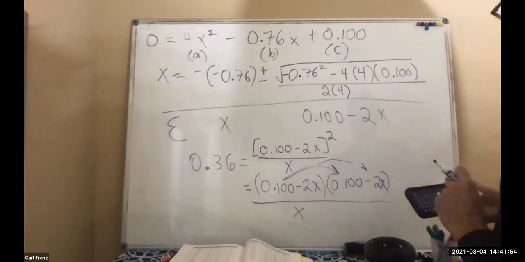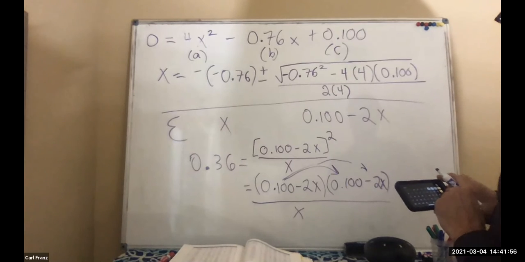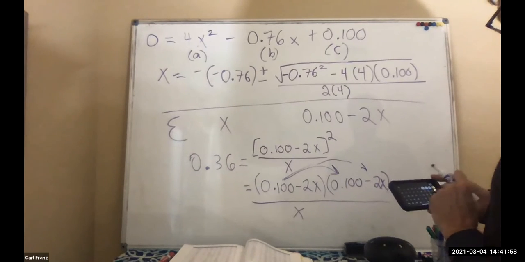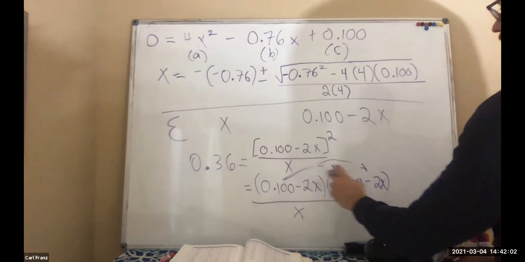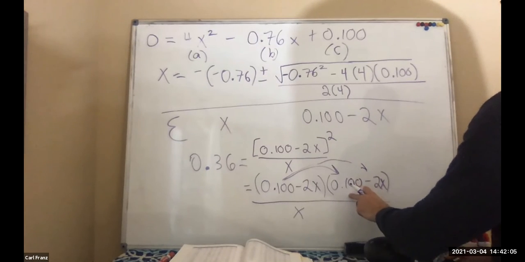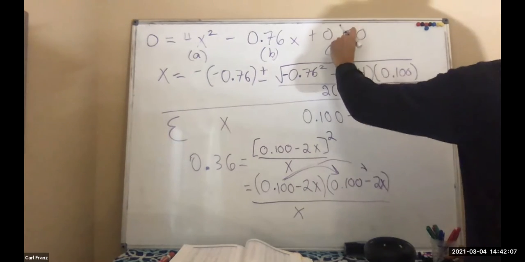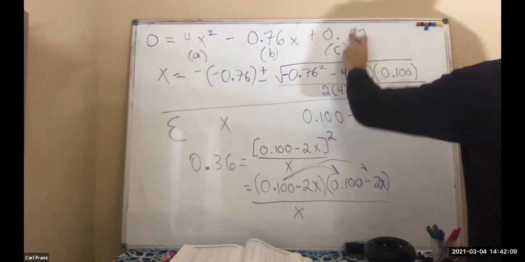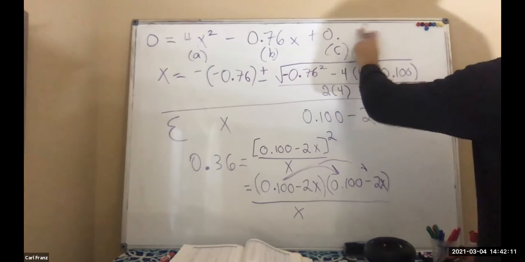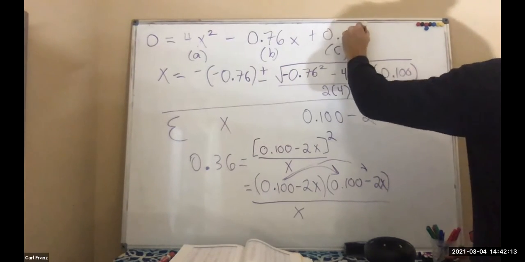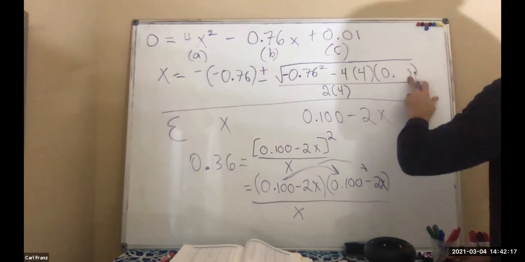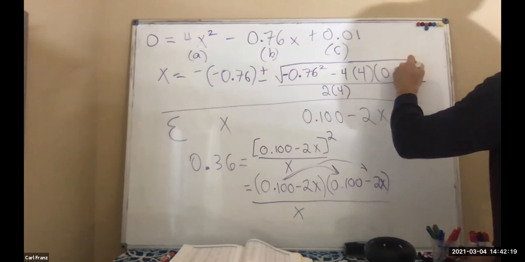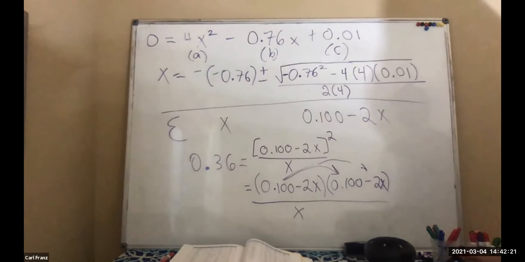Sorry guys, I think I have another error too. Drats. So 0.1 times 0.1 should be 0.01. Bad math. Sorry about that.